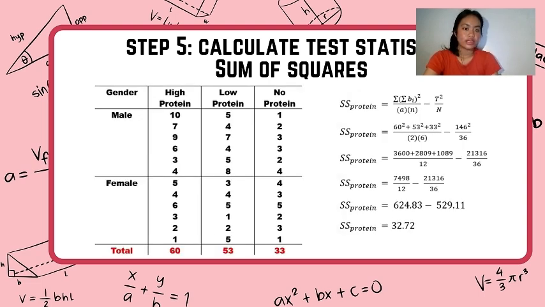Next is to calculate the sum of squares of protein. Same procedure but different data, because here you will be using the sum of the columns, unlike before, the rows. The low protein, the high protein, the no protein, sum them all up, and you divide it by 2 times 6. 2 because there are 2 rows, and 6 because there are 6 sets of data. Minus 146 squared over 36. Then you come up with 32.72.